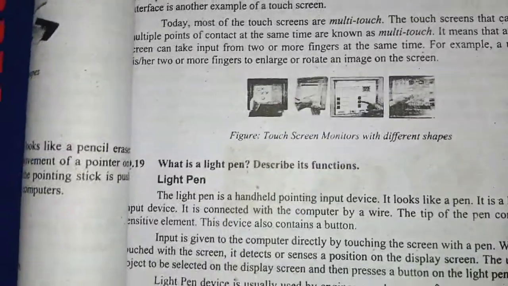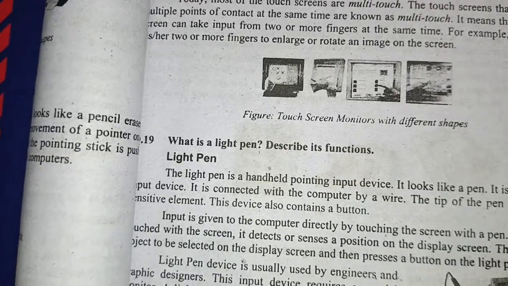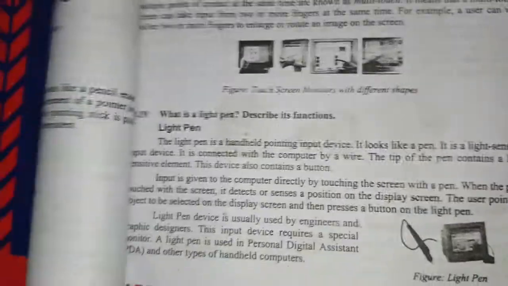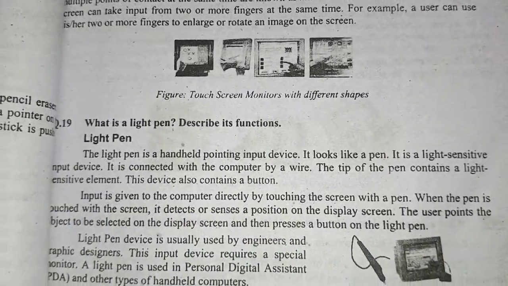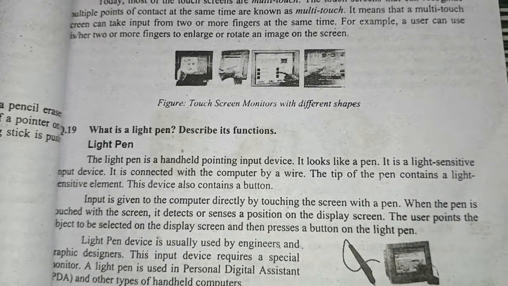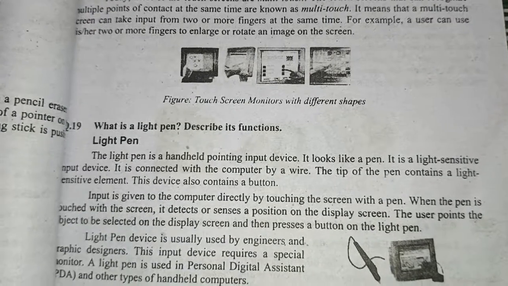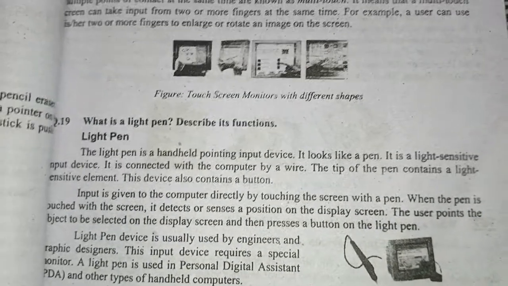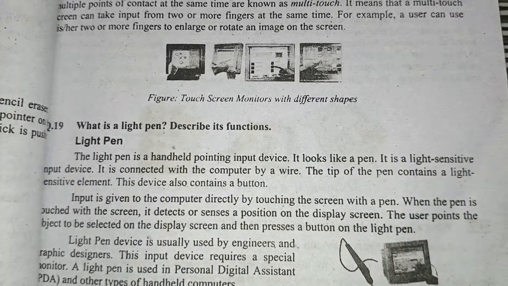What is a light pen? Describe its function. Light pen. The light pen is a handheld pointing input device. It looks like a pen. It is a light sensitive input device. It is connected to the computer by a wire.